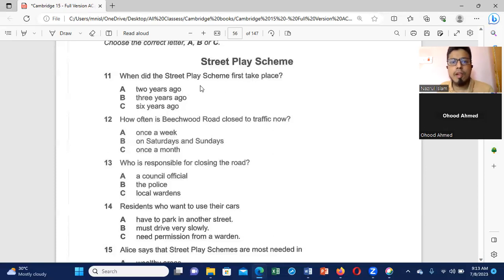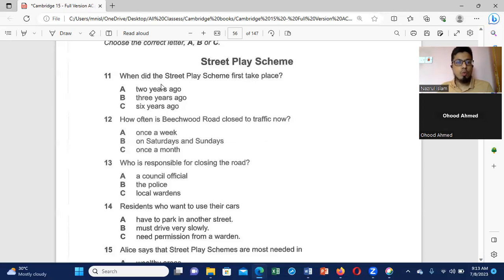So just see the first question. When did the street play scheme first take place? Remember, reading the options will not help you a lot. But if you read the questions very carefully and understand them, during the time of audio playing, it will help you to get the answers accurately.